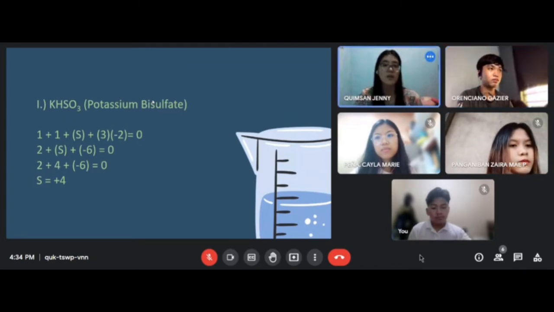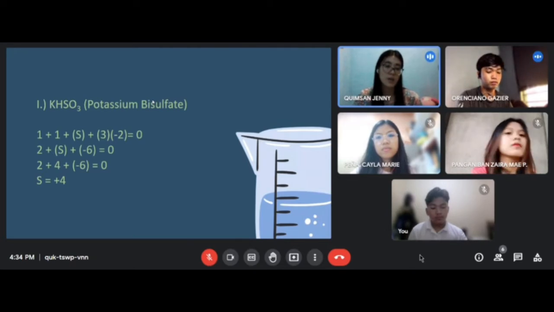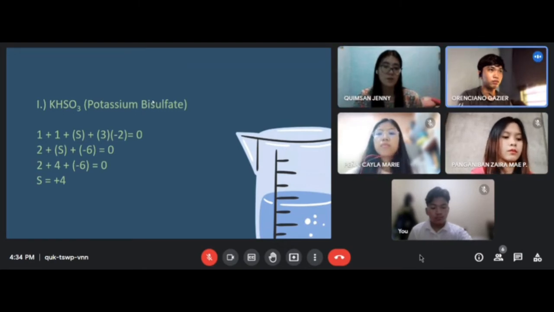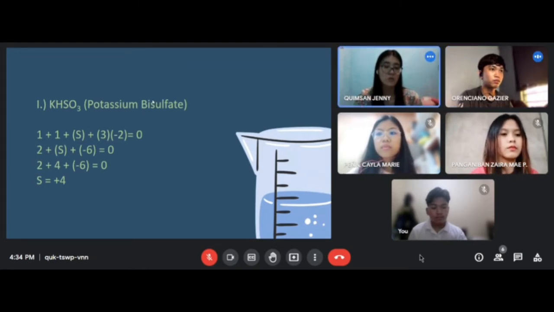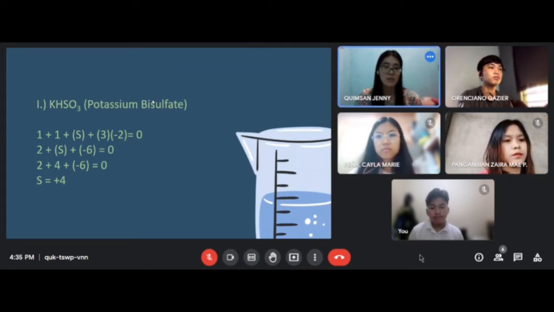Yan, potassium bisulfate. So, ang hahanapin is S since unknown element siya. So, oxygen, -2 times 3, -6. 1 ang K and 1 din ang H. Kaya 2 plus S plus -6 equals 0. Tapos 2 plus 4 equals 6, plus -6 equals 0. Ang S natin is 4. Pag sinek, 2 oxygen, -2 times 3, -6. Ito is, ang S natin is 4, tapos 1, 1, 4, -6, neutral, 0.